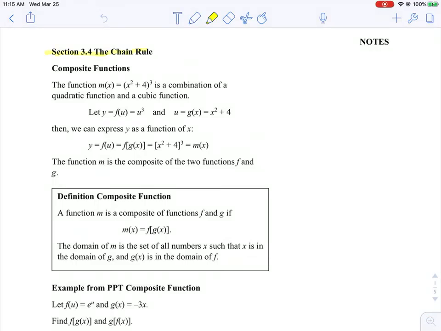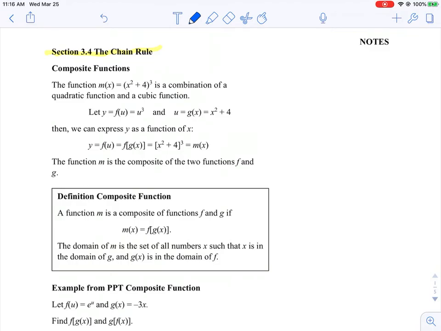Section 3.4, the chain rule. Before we can even address the chain rule, we need to understand what a composite function is. A composite function is a combination of two functions. It's a function of a function.